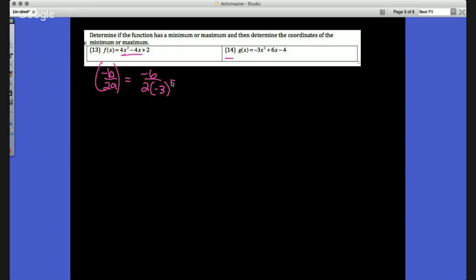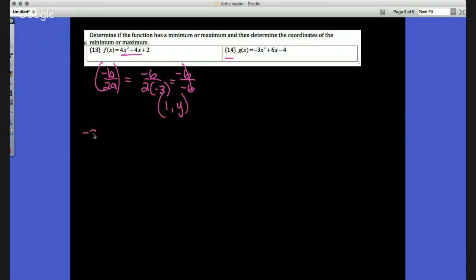Okay, so we'll put that in. So what we have is negative 6 divided by negative 6, which when reduced would be positive 1. Now, how do I find what that y is? Well, we can find what the y is by plugging 1 back into our equation for x.